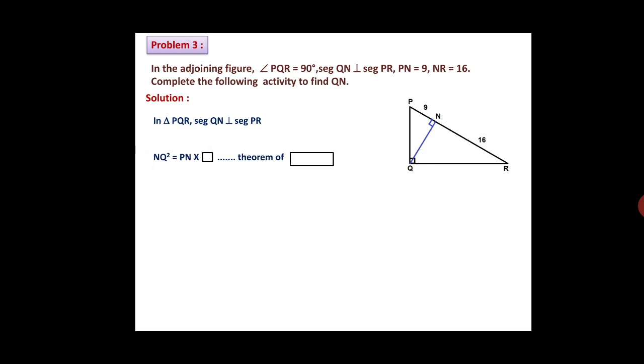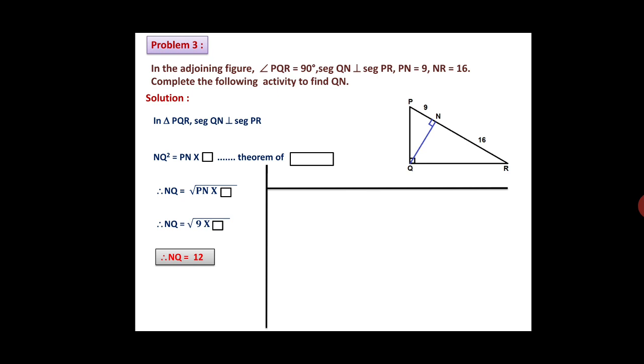Therefore QN square or NQ square is equal to PN into box, theorem of dash, which you are using that one. Therefore NQ is equal to under root of, taking square root on both sides. Therefore NQ is equal to 9, PN's value 9, box, what it comes that you have to try. Therefore NQ is the result they have given, that is 12. The value of NQ is 12. Let us find this one, how it comes.